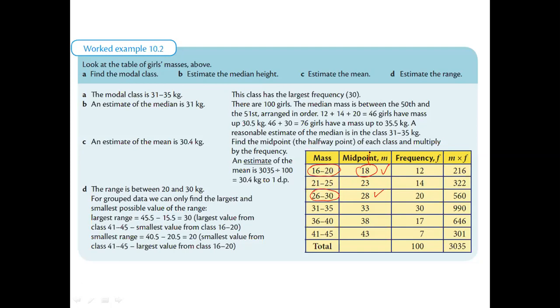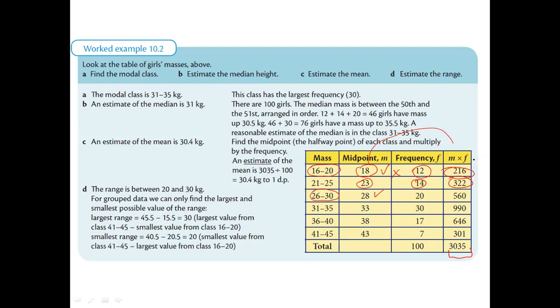So after that we will multiply by the number of students. 18 times 12 is equal to 260, and 23 times 14 is equal to 322. It's the total, not the mean. So what was the mean?